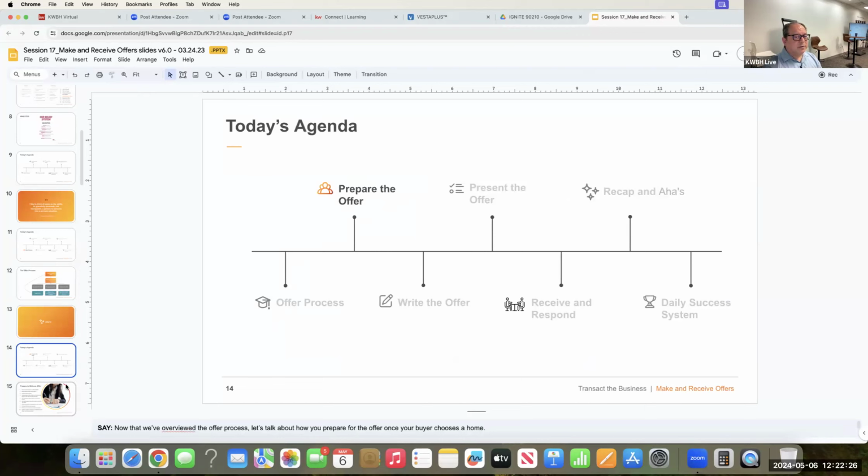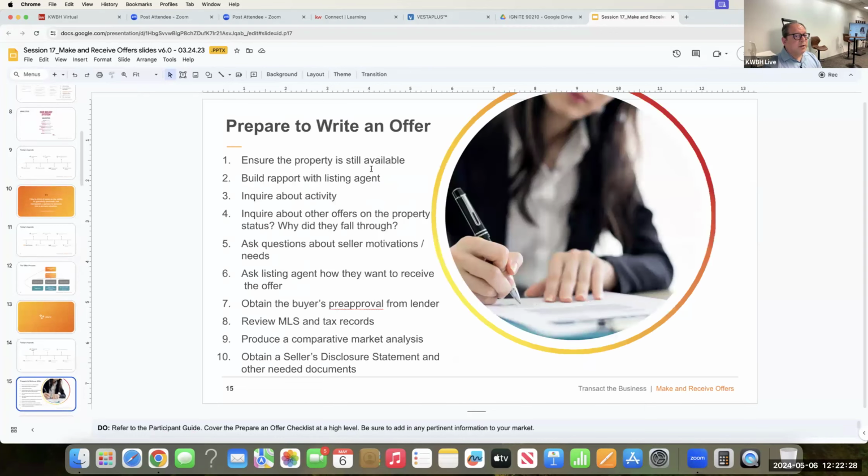All right, preparing the offer. Is the property still available? It's funny because I'll put a property into the MLS and I'll get a call 10 minutes later. As soon as it's on the MLS, is the property still available? It's funny to me, like it just hit the MLS. But yeah, that's a good question.